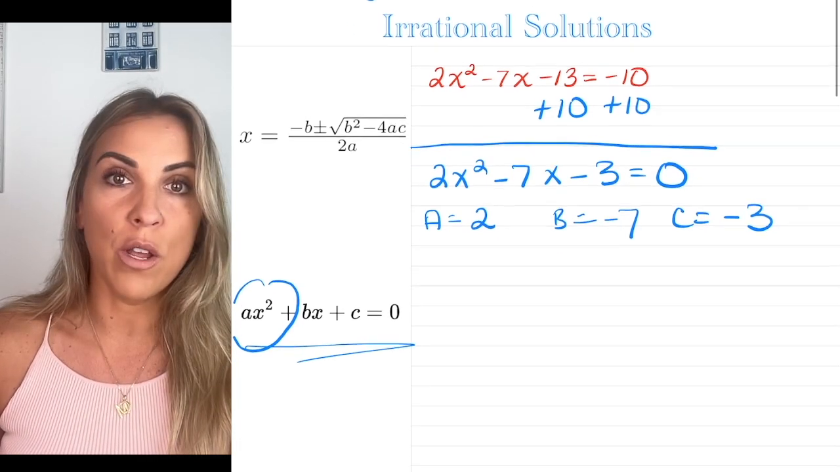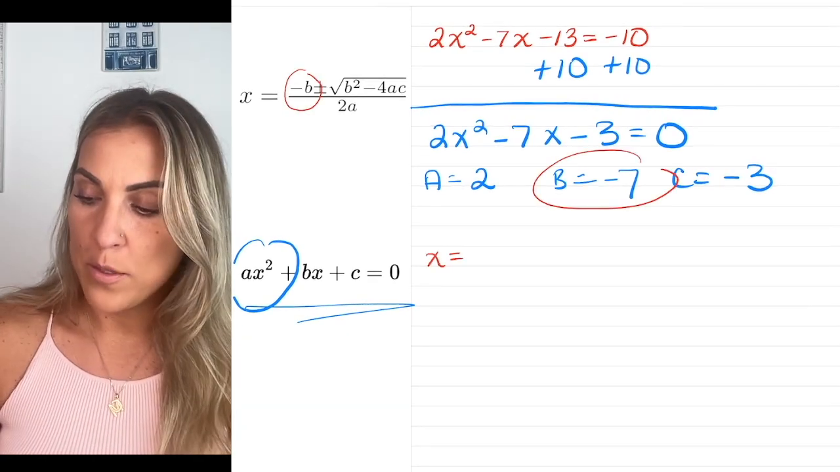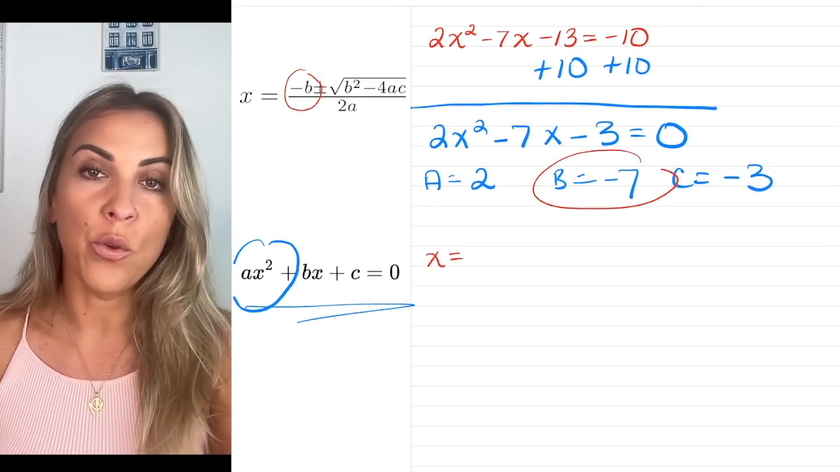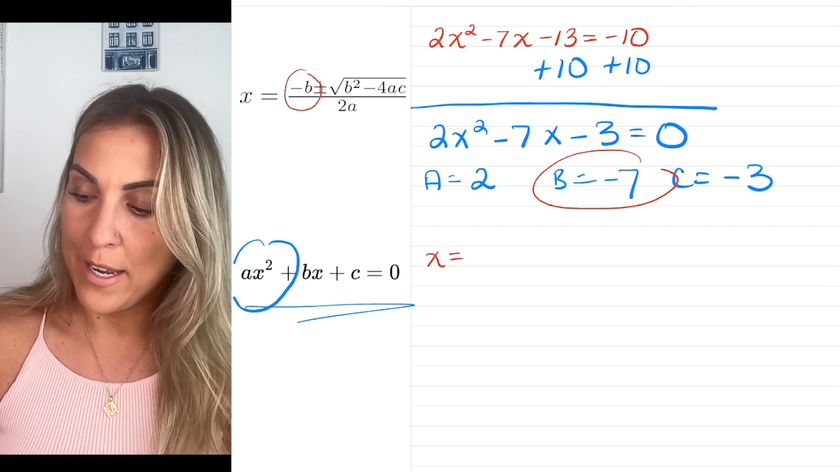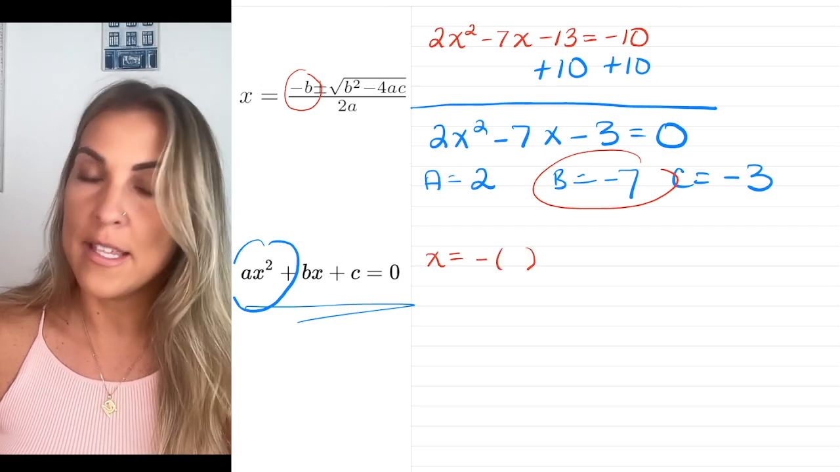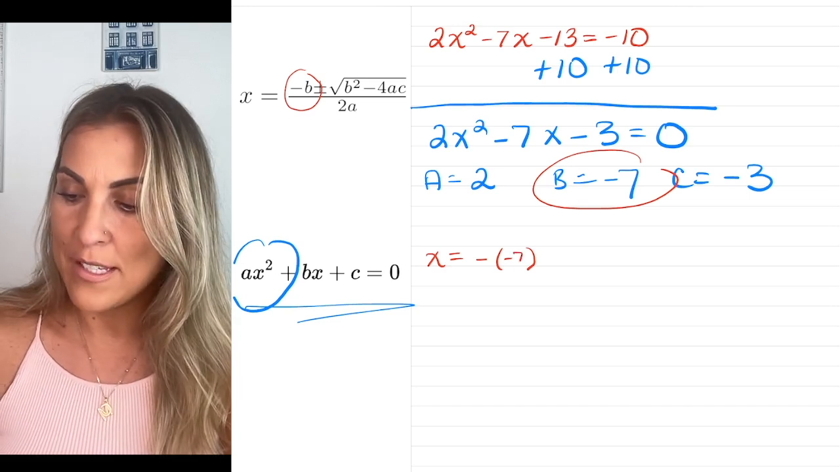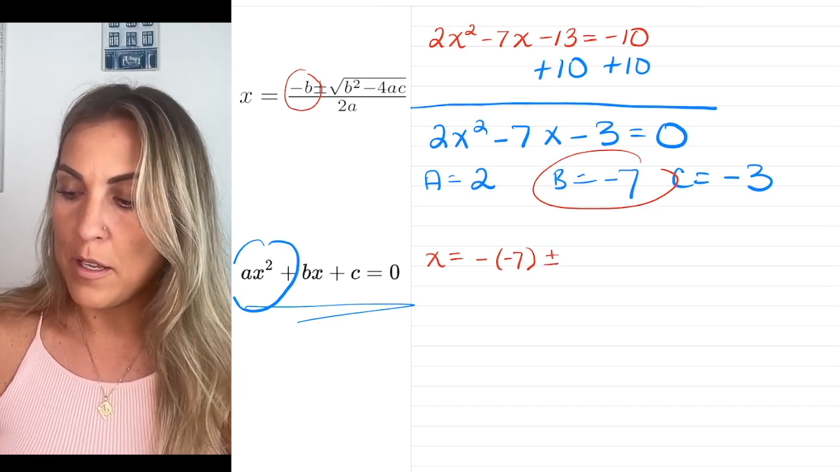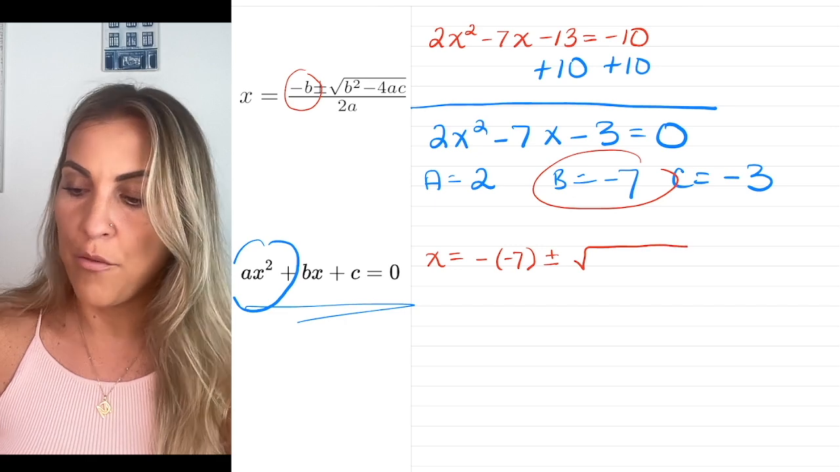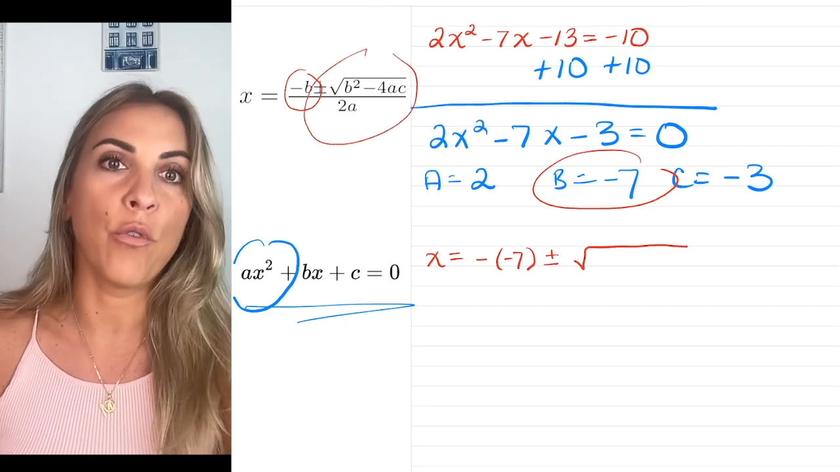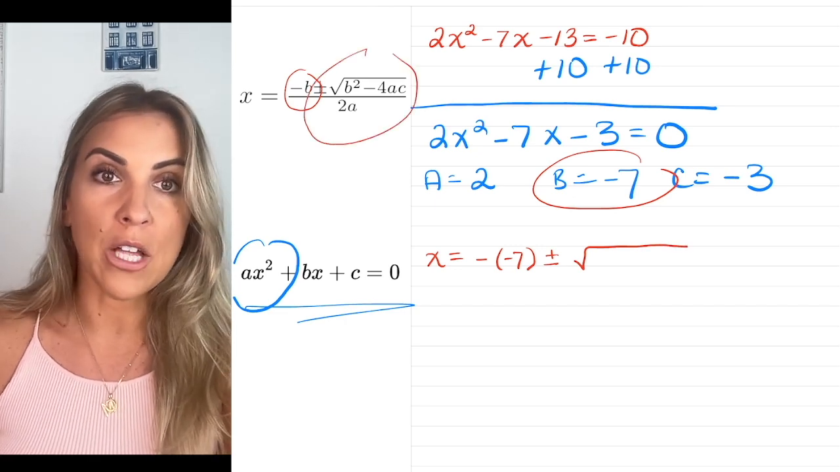So I'm going to start to rewrite the formula. X equals, and I'm going to start to substitute the values into my formula. So I'm going to write negative, and then in parentheses, instead of writing B, I'm going to write the value of B, which was negative 7. If I keep going, I have plus or minus the square root of, again, just following up here in the formula, B squared comes next under that square root sign.